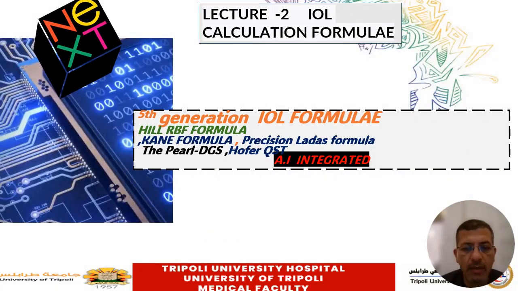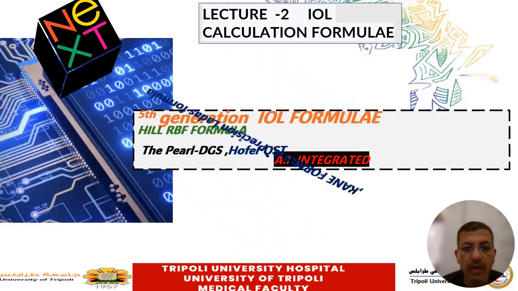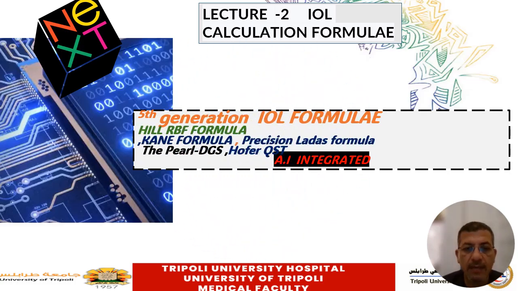Now we reach the end of the first lecture regarding the advances and the review in the IOL calculation formulas. In the next lecture, we will discuss the last part, which is the fifth generation IOL formulas utilizing artificial intelligence. And we will discuss the special cases in IOL calculation in post-LASIK, in pediatric cataract, and in keratoconus.